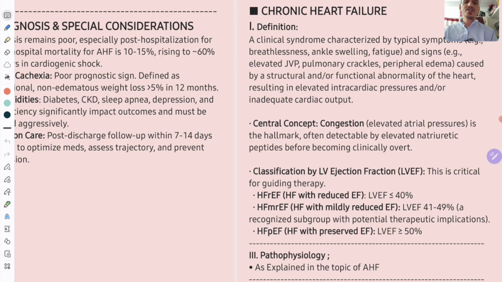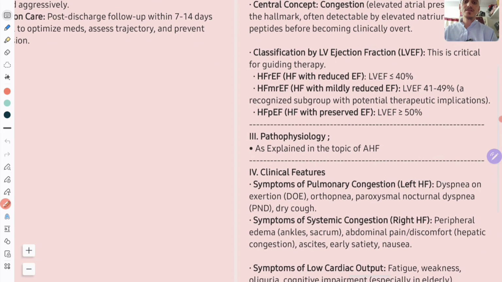This classification you already know, but it is important for therapy. Reduced ejection fraction is nothing but less than 40%. Borderline ejection fraction is 41 to 50%, and preserved ejection fraction is more than 50%. Pathophysiology we have learned in detail in the video on acute heart failure.